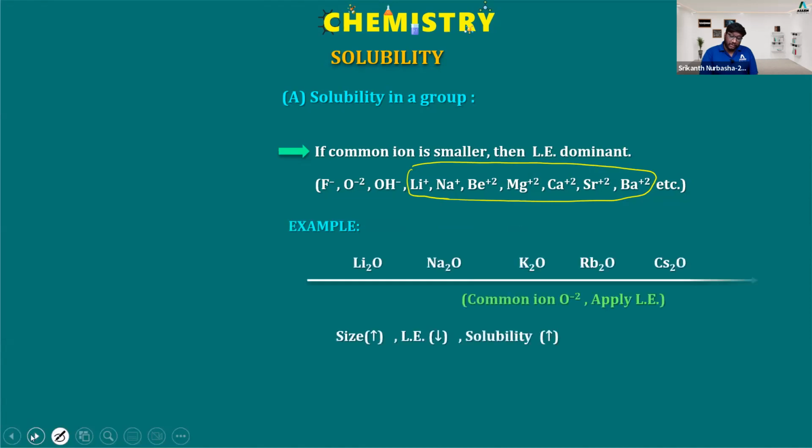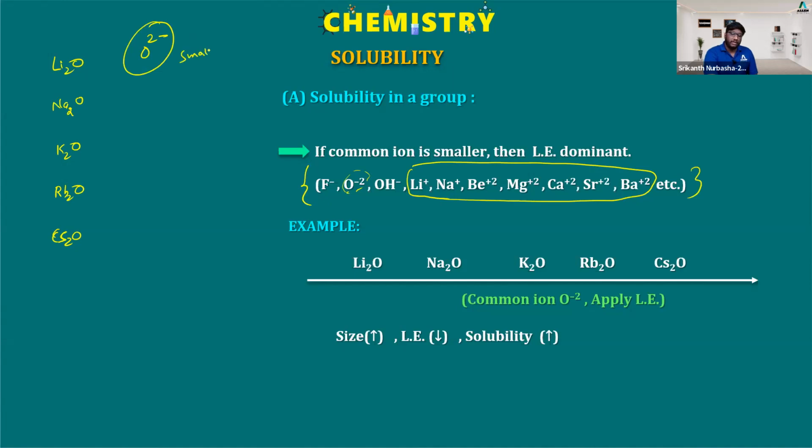Example you try to compare here: Li2O, Na2O, K2O, Rb2O, Cs2O. In all these, which is the common ion? O2 minus is the common ion, and it is a smaller ion. These are the set of common ions which you have to remember. So which is dominant? Lattice energy is dominant. So compare lattice energy now.